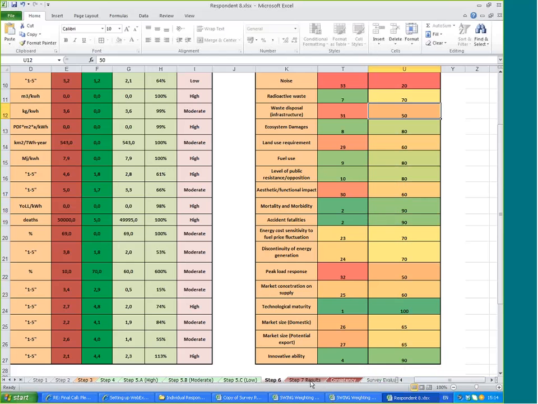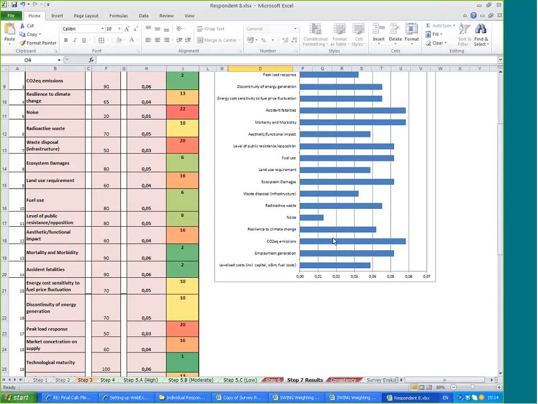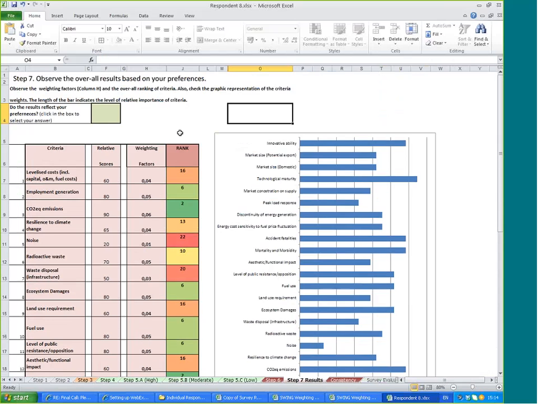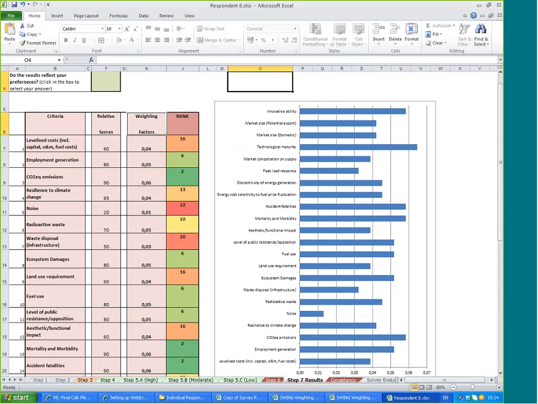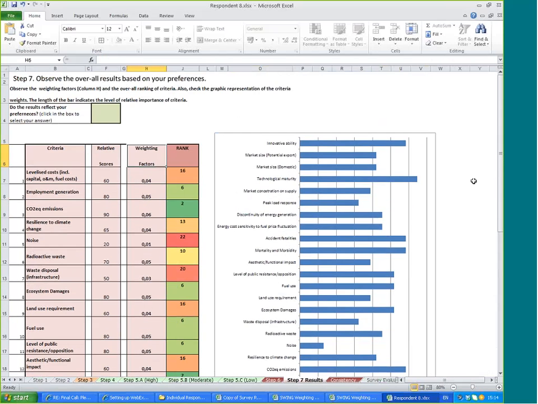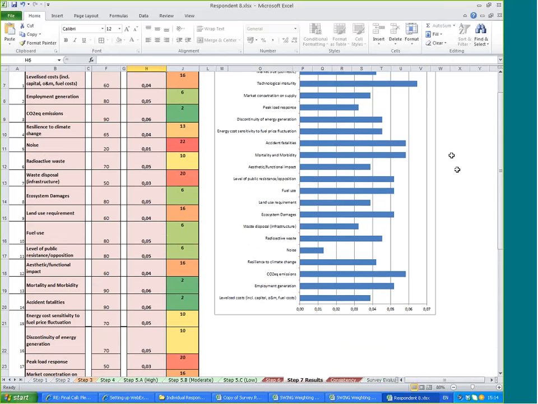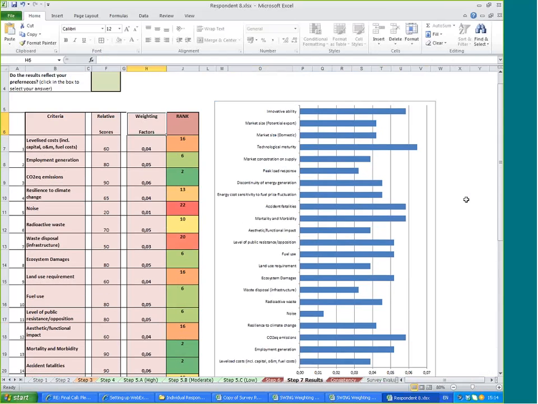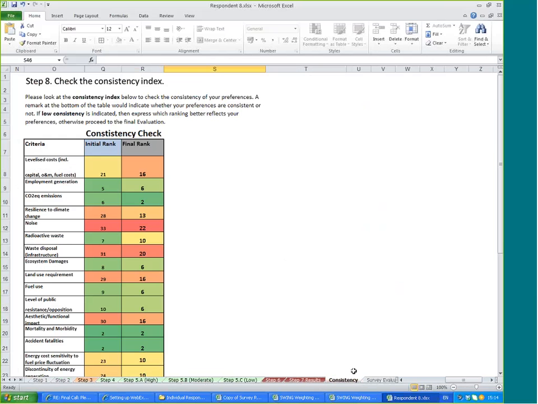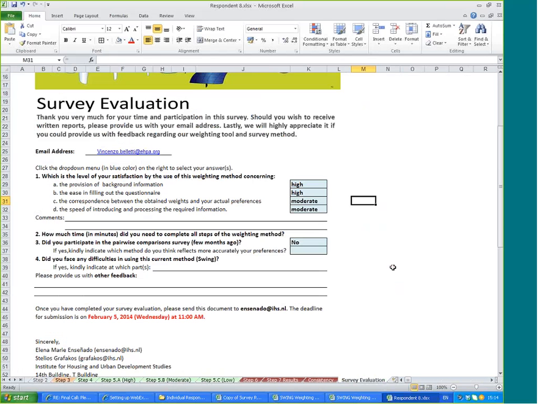Based on this points allocation, we have the final result, the relative scores, the weighting factors, and the final ranking based on this evaluation. A graph is generated to illustrate also the weights that have been generated, and there is also a consistency table that shows the difference between the initial ranking and final ranking. At the end, we provide a survey evaluation for the respondent to fill in.